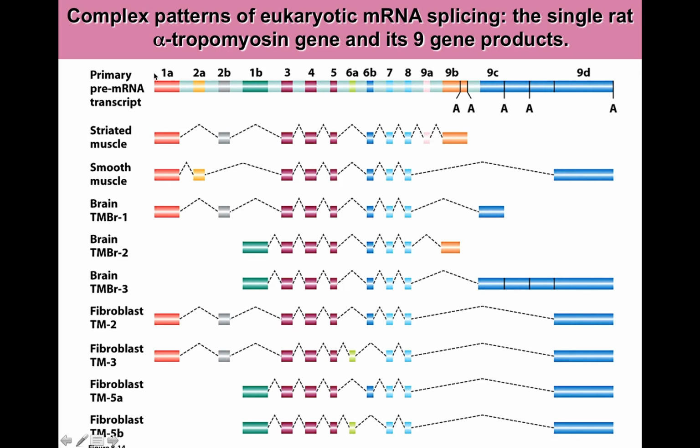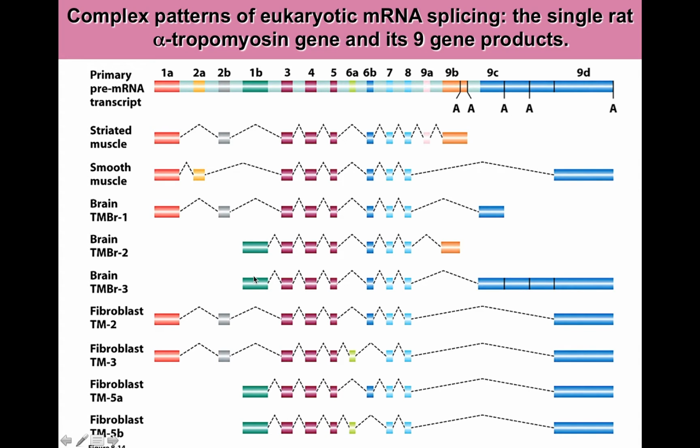So, for example, the alpha tropomyosin that's found in striated muscle contains exon 1A, exon 2B, exons 3, 4, and 5, 6B, 7, 8, 9A, and 9B to produce a polypeptide that's unique and not found in other tissue. Alternative splicing has skipped over this exon and this exon and this exon and not included these end exons.